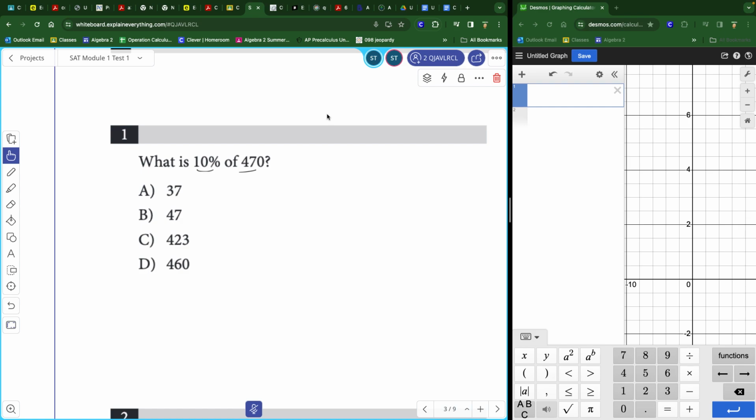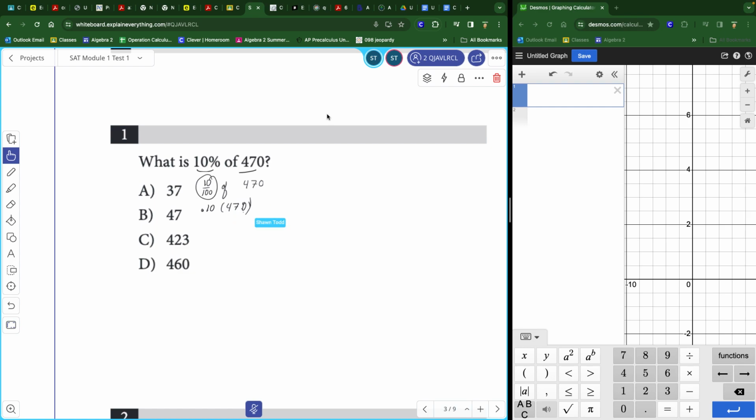Remember, 10% is 10 out of 100, so 10 hundredths of 470. The way we deal with 10 hundredths is to move your decimal two places. Of means multiply, so we take 0.1 times 470. Now all you have to do is move your decimal over one.